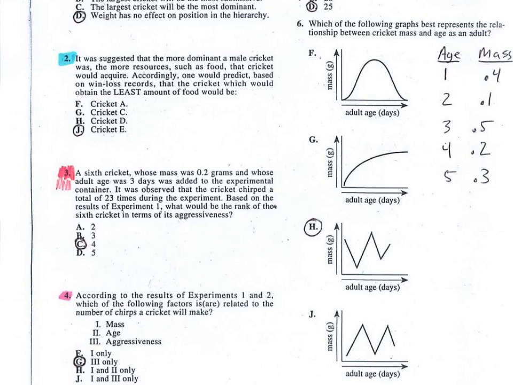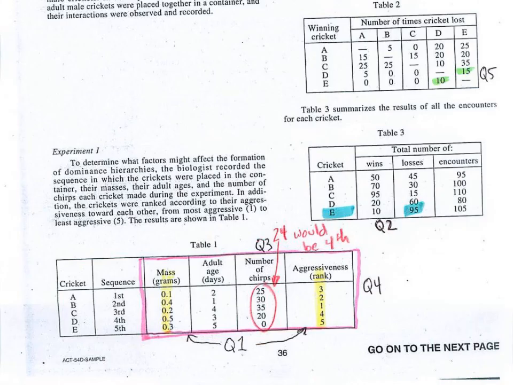For question number 3, the answer is C. If we go back again to table number 1 and look at the number of chirps column, we can see that recharting this in ascending order, the aggressiveness, and adding the 6th cricket's 23 chirps to the data in descending order, the rank of the 6th cricket is clearly 4. This is a what-if type of question.